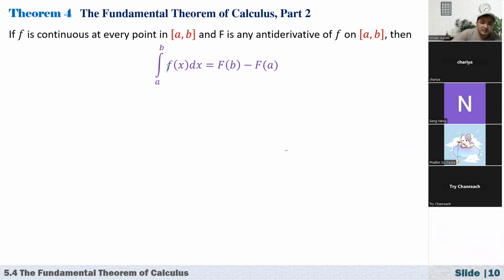Now, actually, the second thing is the fundamental theorem of calculus part 2. The part 2 shows us how to evaluate this definite integral. It says that if f is continuous at every point in the closed interval [a, b], and F is any antiderivative of f on [a, b], then this definite integral is equal to F(b) minus F(a). That means you just need to find one antiderivative of f, evaluate its values at b and a, and subtract, okay? It gives us the value of this definite integral. Why is this so? Let's see the proof.